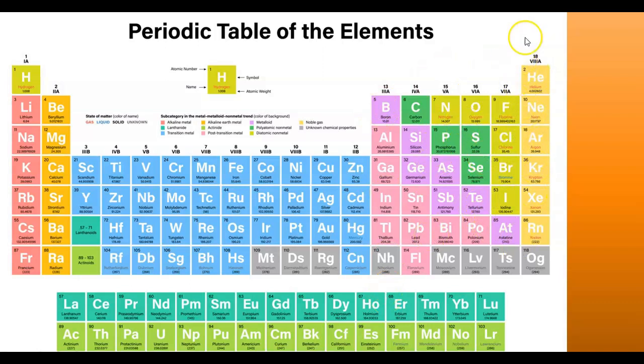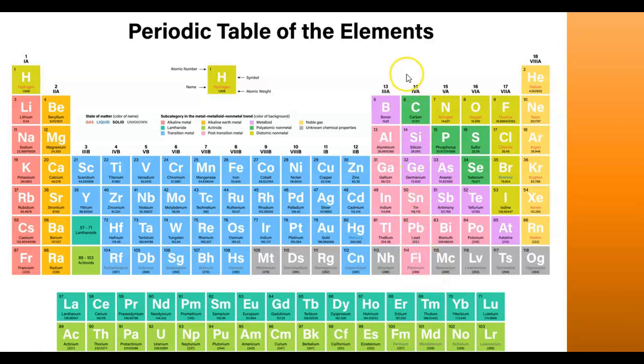So here are 18 groups and 7 periods. In the periodic table there are 7 periods and 18 groups, and here this carbon is in the 14th group. Since this group starts with carbon, this group is named the carbon family.